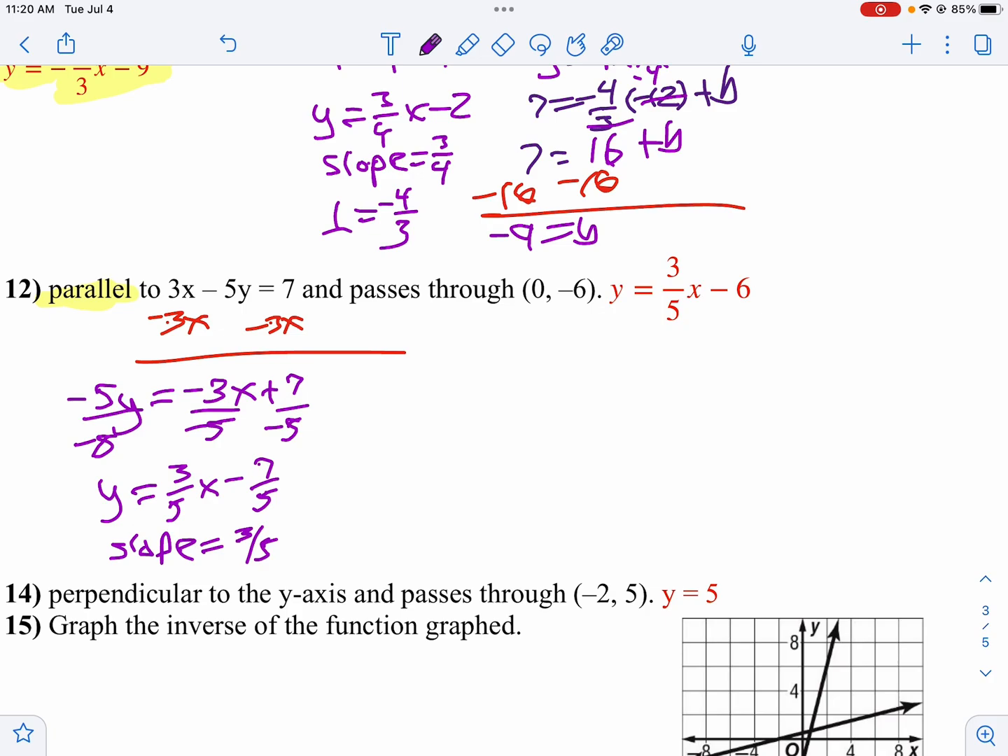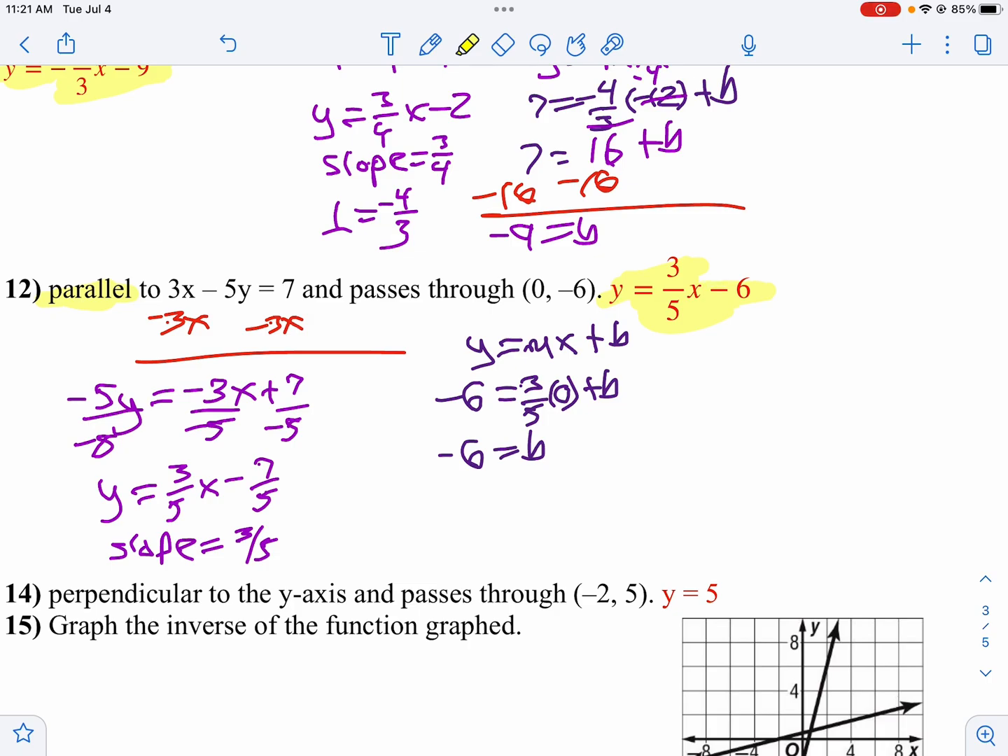So now I'll go back and do y equals mx plus b. Negative 6 equals 3/5 times 0 plus b. Notice that simplifies: b is negative 6. So I can write my equation: y equals 3/5, because that's my slope, x minus 6.